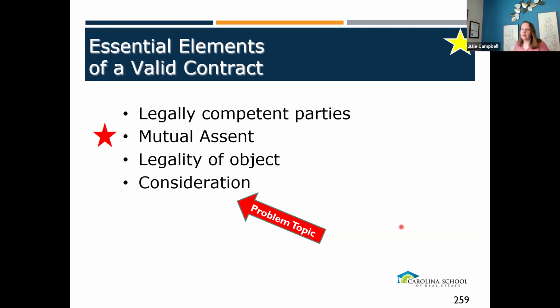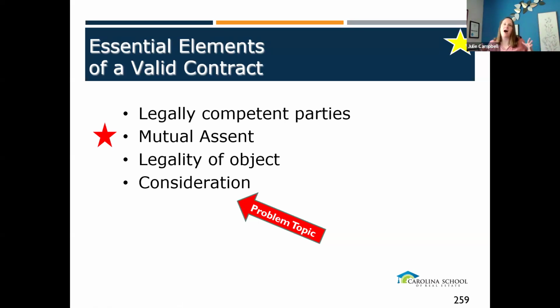Another essential element, another thing that the judge is looking for, and this is a red star, we're going to spend time on this one, especially as we get into Unit 10, is mutual assent. I would make a note. Mutual assent is also known as meeting of the minds. It's also known as offer and acceptance. Mutual assent, meeting of the minds, offer and acceptance.